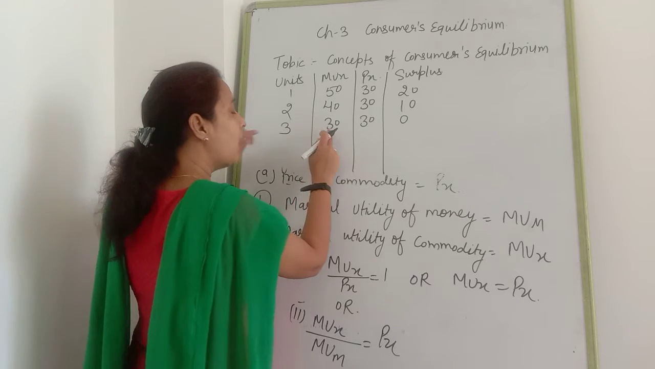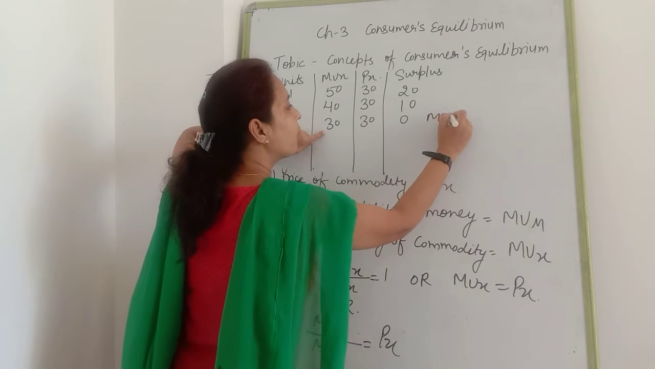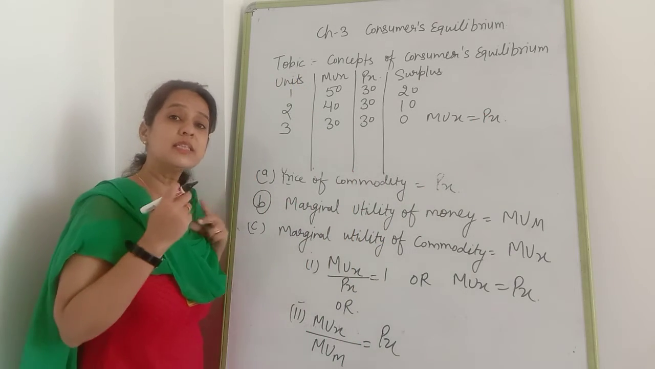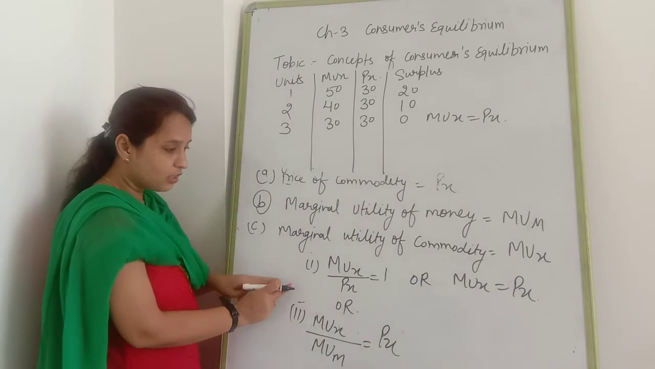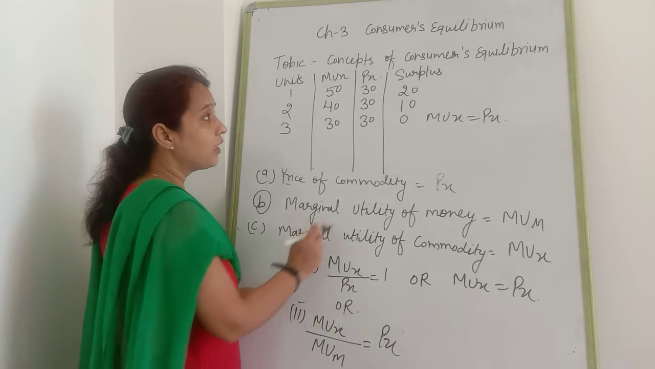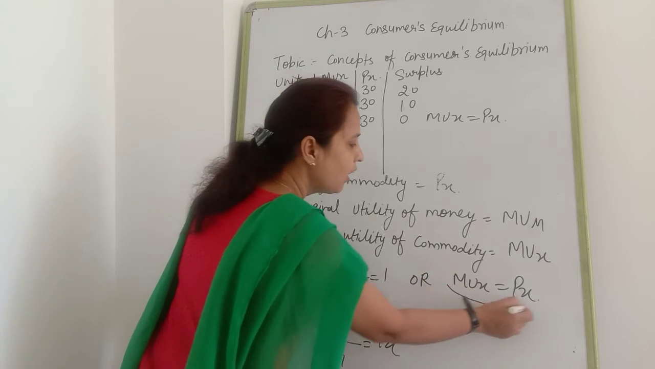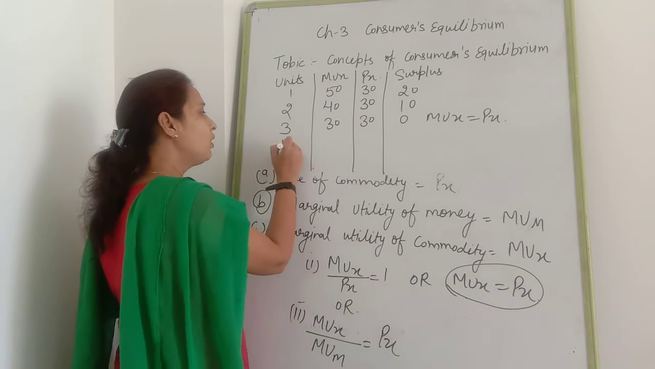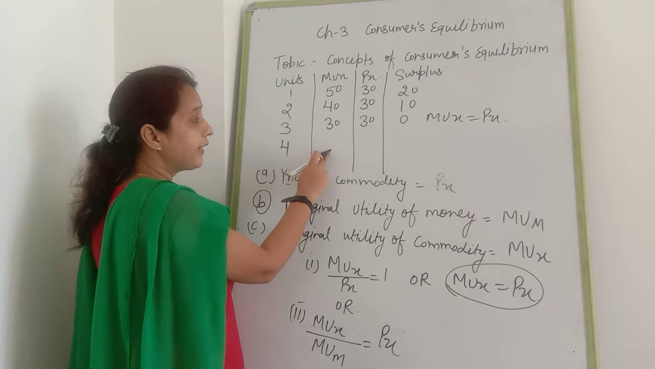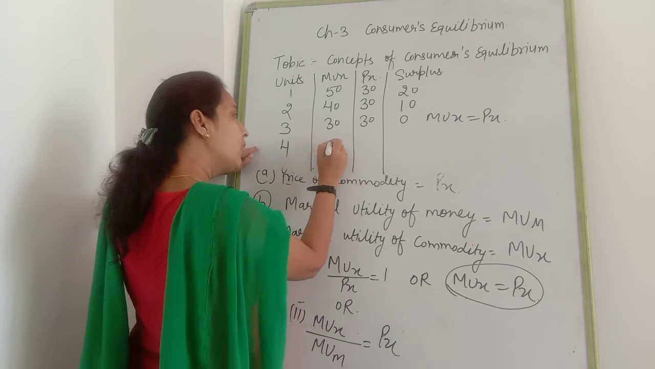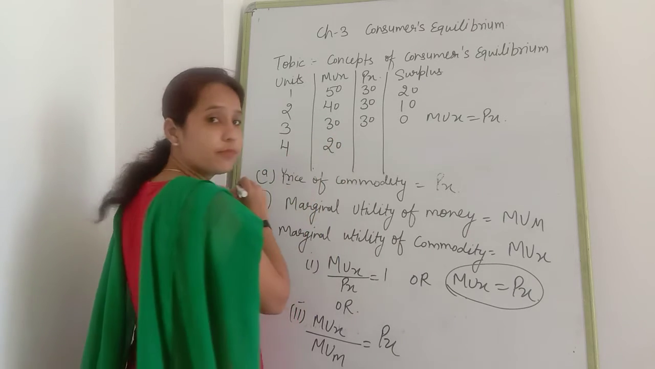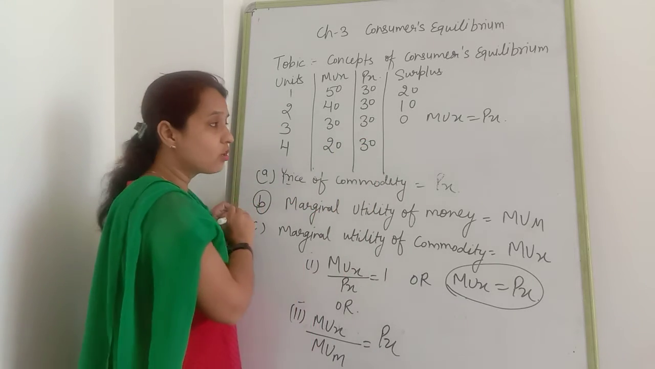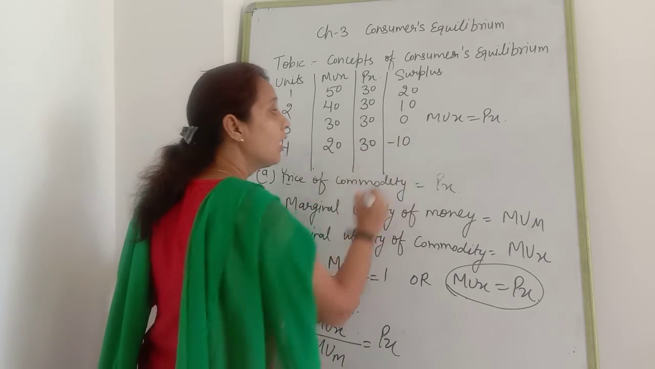Here you can see MUX equal to PX. This will be known as my satisfaction level. Why? Because I told you how we find the consumer equilibrium point: where MUX equals PX. Clear? Suppose I consume a fourth one. In that condition, what happened? Definitely my satisfaction will decrease. You can see my satisfaction decreases, but the price remains constant. In that condition, I will be in loss.